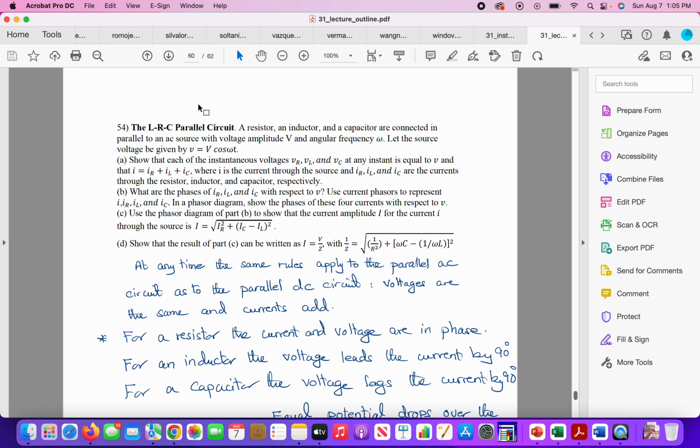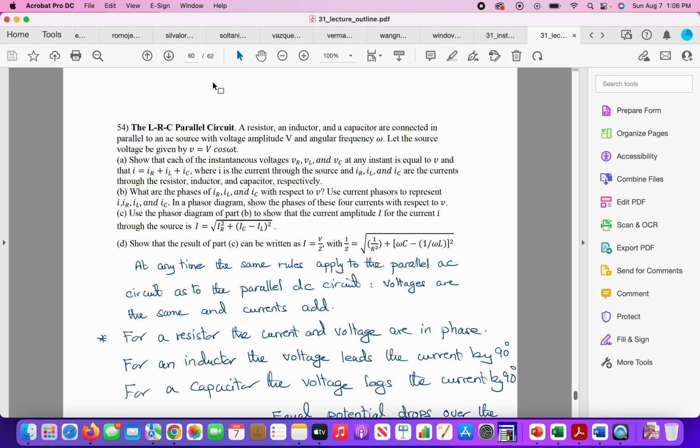Here, the LRC parallel circuit. All the circuits that we did before were series circuits, and this one is parallel. Here we have a resistor, an inductor, and a capacitor connected in parallel to an AC source with voltage amplitude V and angular frequency omega. Let the source voltage at an instant be V equals V cosine omega t. We're going to show that each of the instantaneous voltages is equal to V at any time.